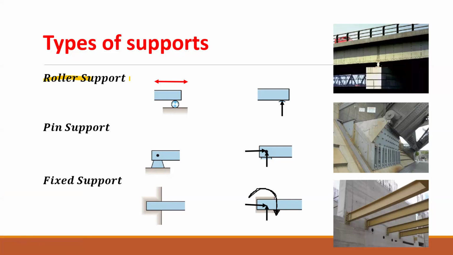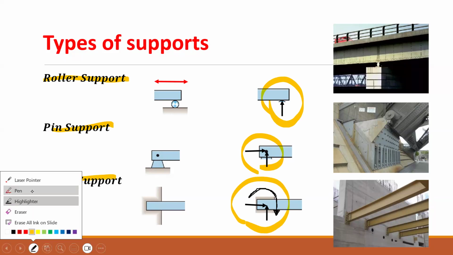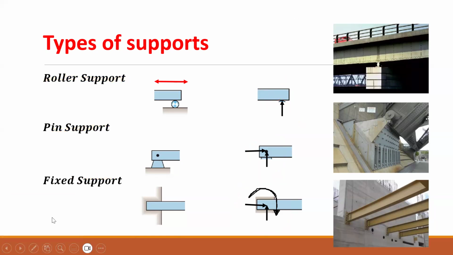So roller, just one reaction. Pin, two reactions, x and y. Fixed, three reactions, three unknowns: moment, y force, x force. And for the roller, depending on what kind of roller you have, this force can be in the x direction or y direction. For example, you have a beam like this. If you consider the reaction force, it's like this. So depending on the direction of the roller, this reaction can be in the horizontal direction, or it can be in the vertical direction. You need to figure it out just by looking at the diagram. Are we all good? Any question?